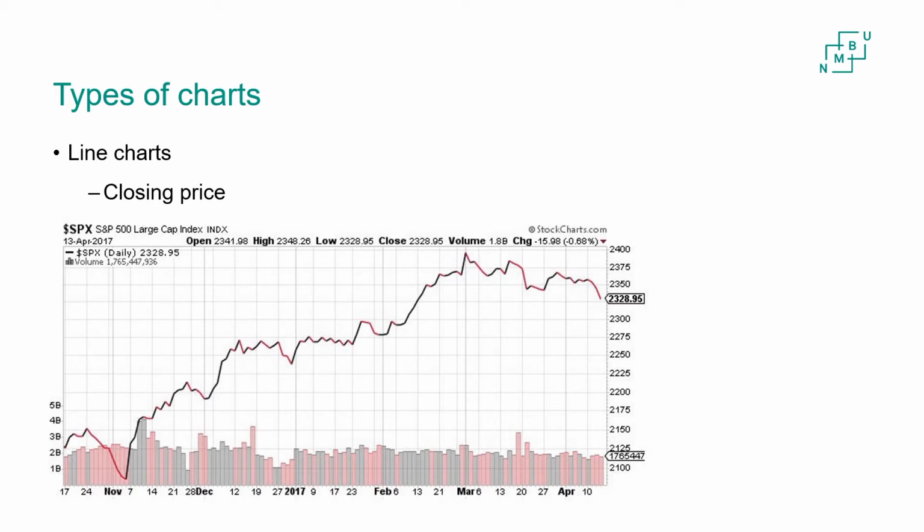The simplest kind of chart is the line chart. Here we have plotted the closing price. For increasing prices, the line segment is black, and for decreasing prices, the line segment is red. This line chart is often combined with a bar chart, which indicates the volume traded per day.